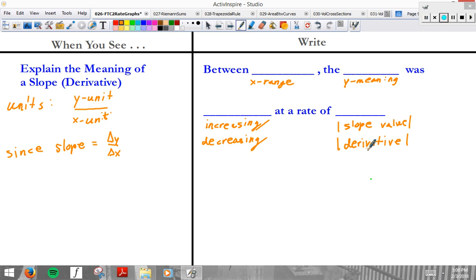You should note that if it's a derivative, we're not going to be talking about an x range. We'll be saying at. So at such and such time specifically, because for the derivative it would be an instantaneous rate, whereas for the slope it's an average rate. So careful about this. This could also be an at x value. Okay? For the derivative.